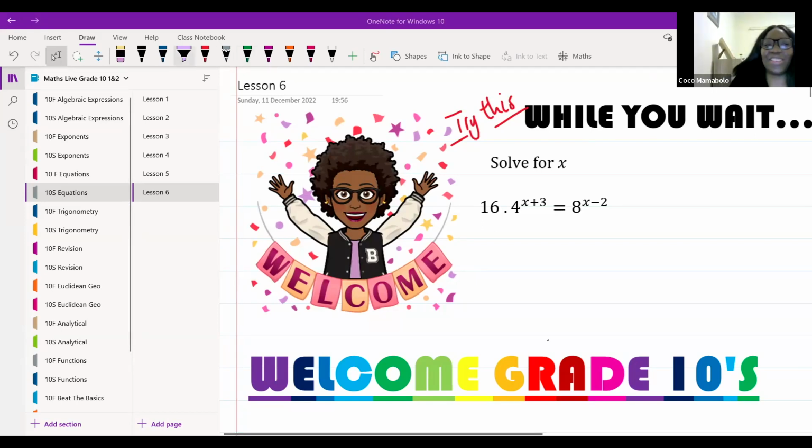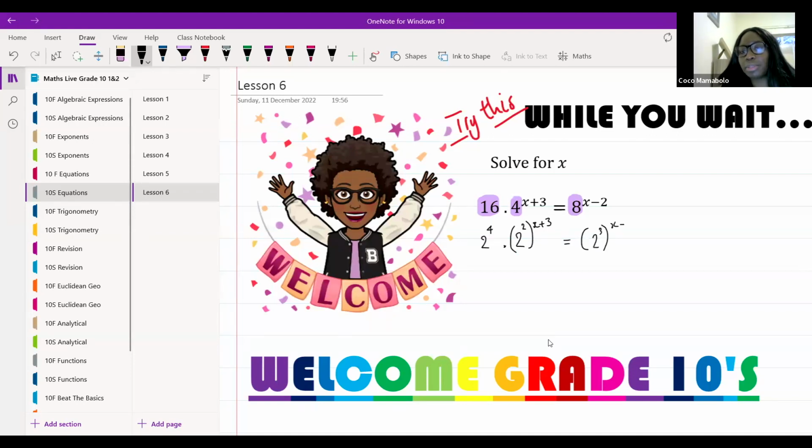Have a look at this question over here. I know that I need like bases everywhere. So this and that need to have the same base. So I'm going to change 16 to 2 to the power of 4, multiplied by 2 to the power of 2, all of this to the power of x plus 3, is equal to 2 cubed all to the power of x minus 2.